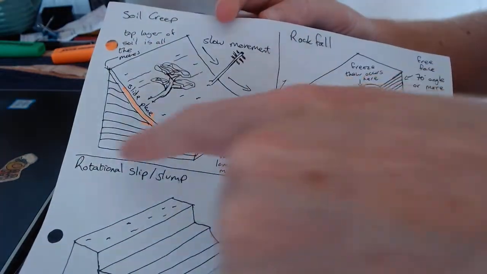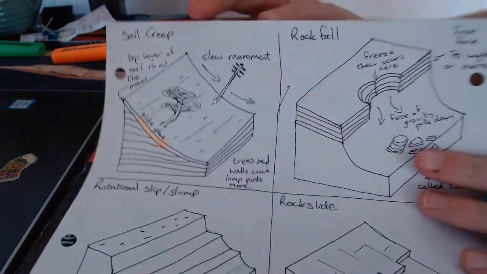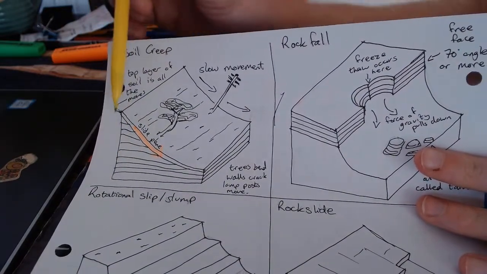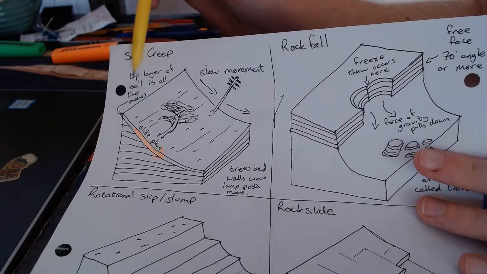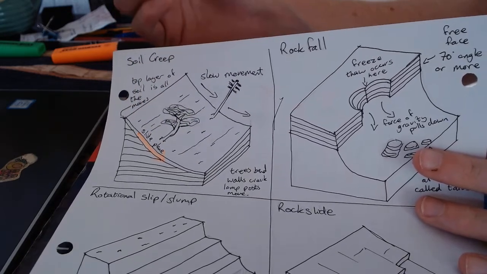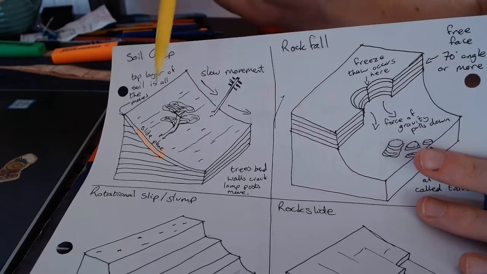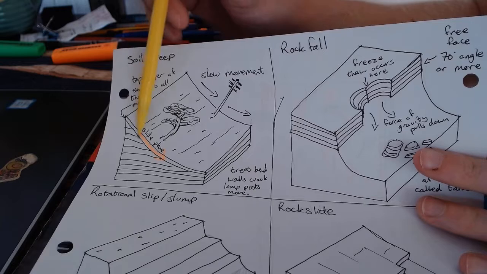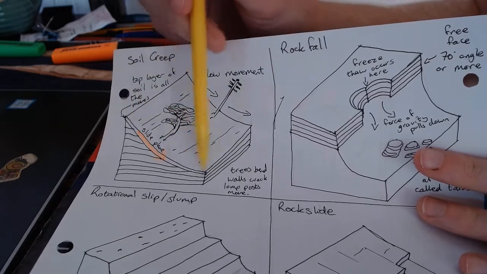In our soil creep here, you can see the different layers of the geology, shown by these lines here. This is the bedrock. It's the top layer of soil that moves, so the quantity of material isn't exactly huge. I've put in an orange arrow, my highlighter. This is the slide plane. This is the slope it takes.